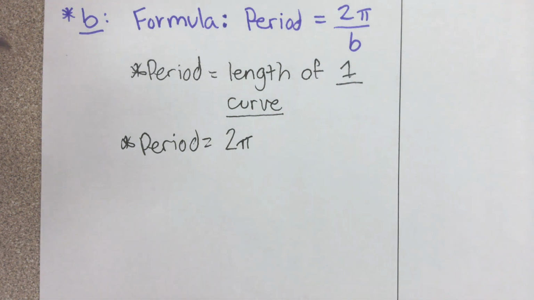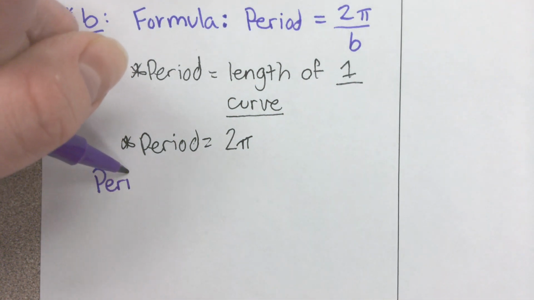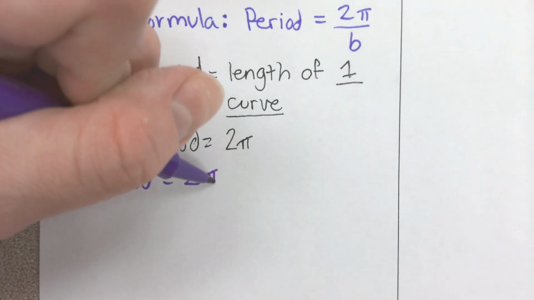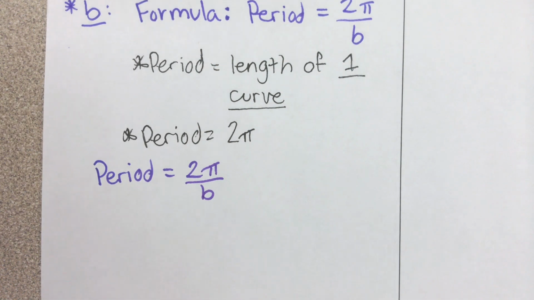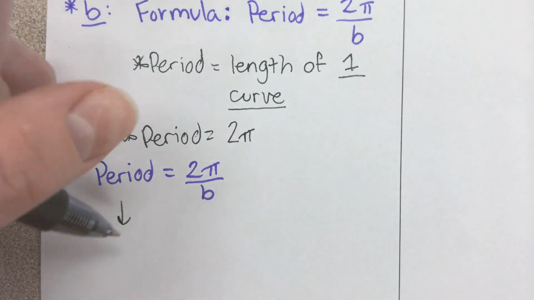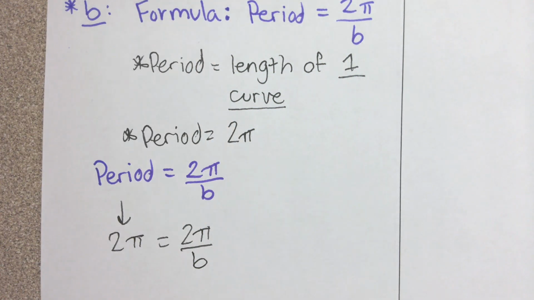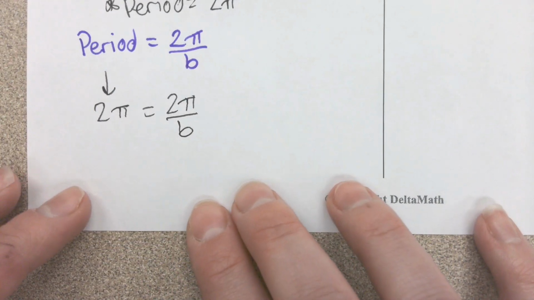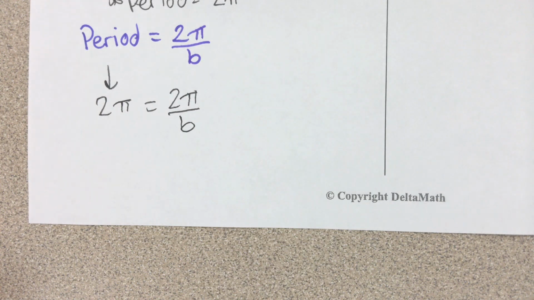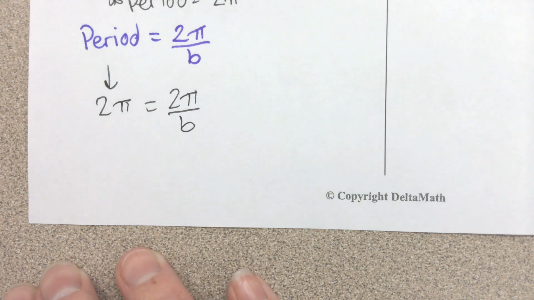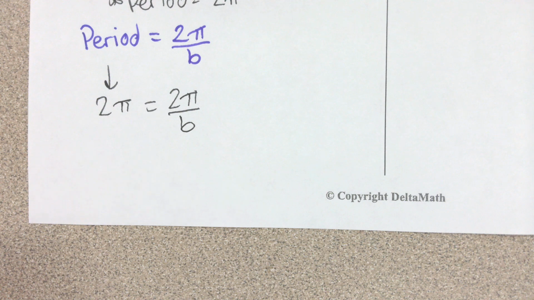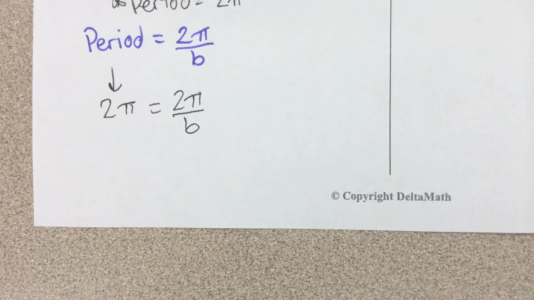Let's use the formula. Again, period equals 2 pi over B. We now know that the period is actually just 2 pi. So 2 pi equals 2 pi over B. There are a couple ways to go about solving this for B. I am going to show you the way we're going to use it every time. This one's a very simple problem, but further on we're going to see some more complicated ones. So the most straightforward way to solve these is by cross multiplying. You have to have fractions on both sides in order to make that work.